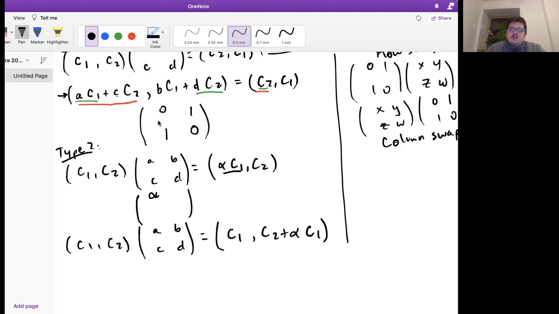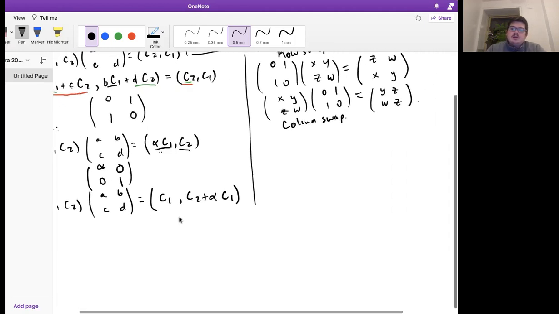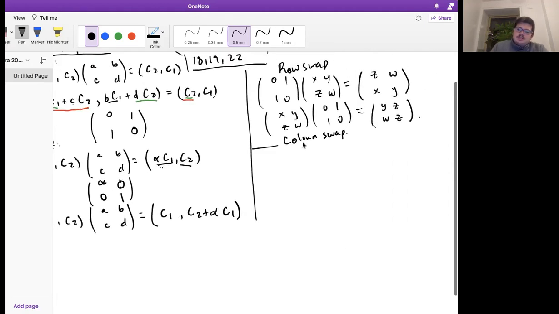And then what would C need to be? Well, I'm looking at this one. C would need to be 0 because I don't want a contribution of C2 in the first position. What would B need to be? That would also need to be 0 because I don't want a contribution of C1. And then what would D need to be? D equals 1. I want to keep that the same. Good.